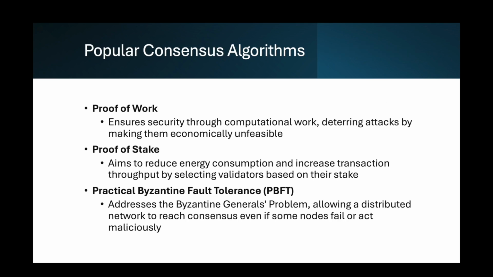Popular consensus algorithms: proof of work, proof of stake, and others. Proof of work ensures security through computational work, deterring attacks by making them economically unfeasible. Proof of stake aims to reduce energy consumption and increase transaction throughput by selecting validators based on their stake. Others: practical Byzantine fault tolerance addresses the Byzantine generals problem, allowing a distributed network to reach consensus even if some nodes fail or act maliciously. Hyperledger Fabric employs a variant of PBFT.